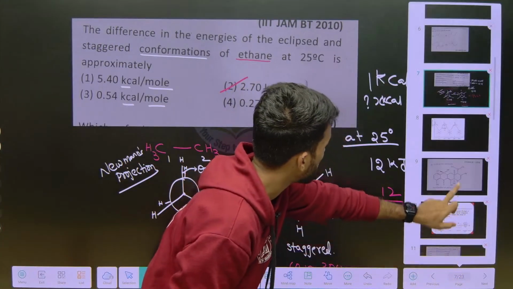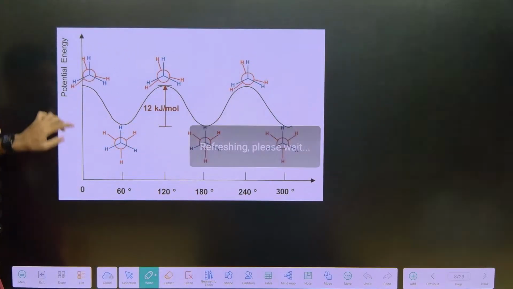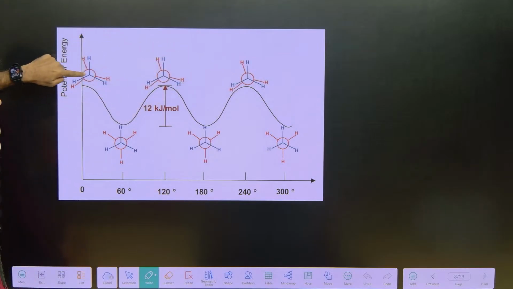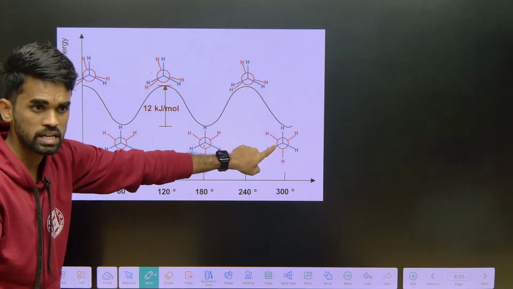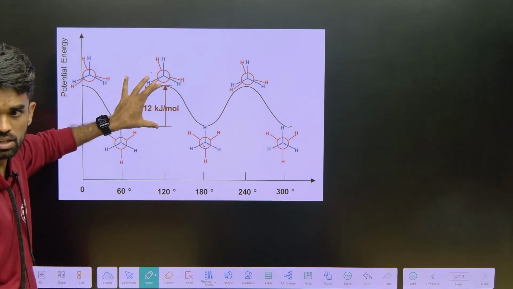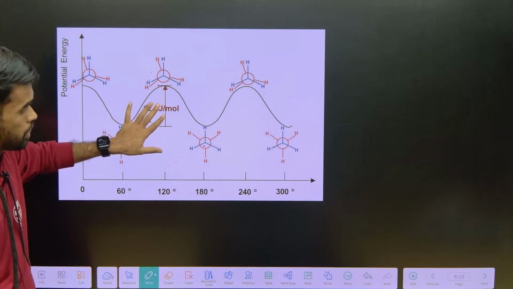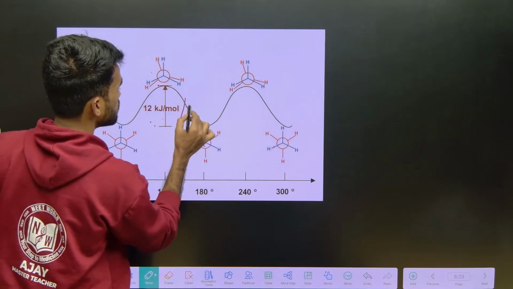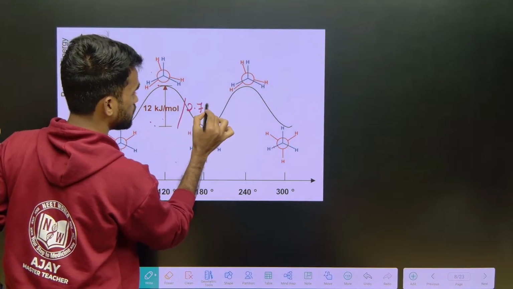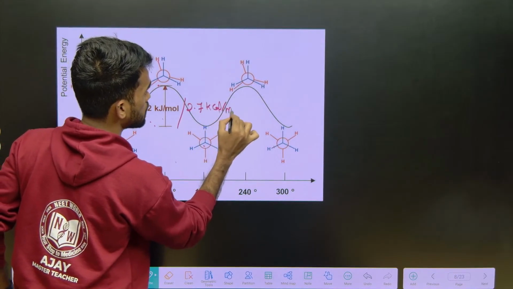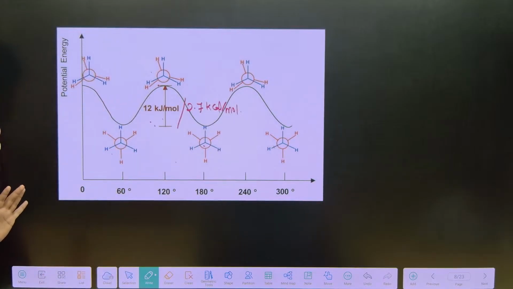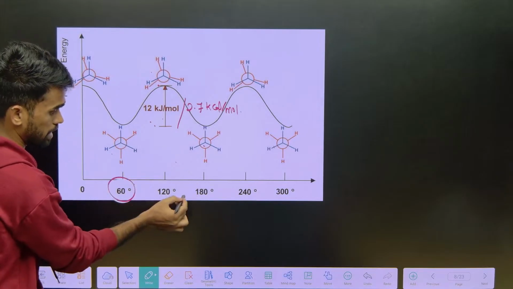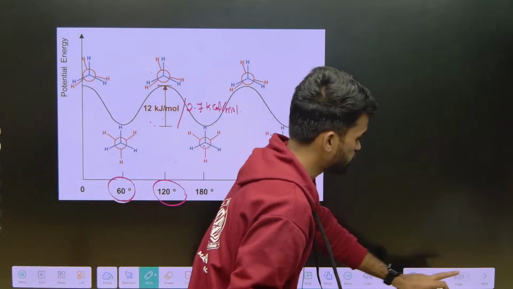So its energy profile diagram will look something like this. What are these higher representations with higher energies? Potential energy is higher, so these are eclipsed. These are lower energy, meaning staggered. The energy difference is 12 kilojoule per mole. So this will be the energy difference between staggered and eclipsed, or you can say nearly 2.7 or 3 kilocalorie per mole also. Is this clear or not? And remember these values which I have discussed for staggered conformation, they will ask eclipsed conformation values. Okay, this first question is clear now.